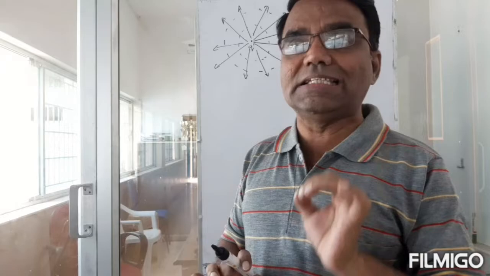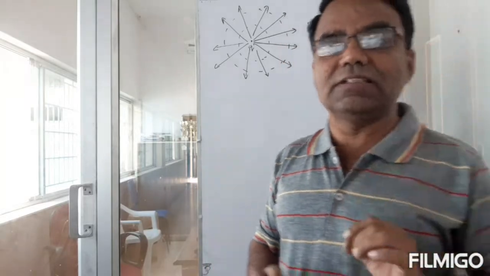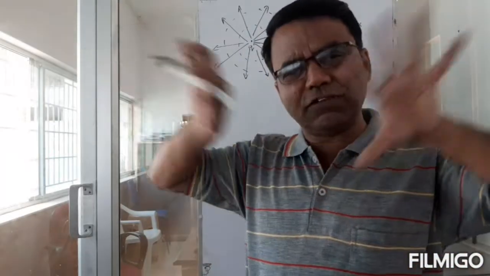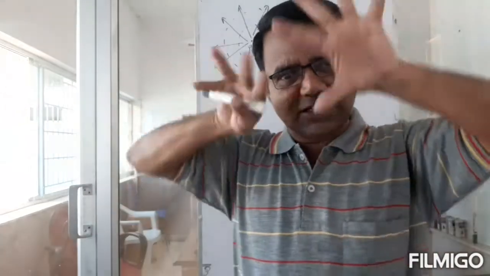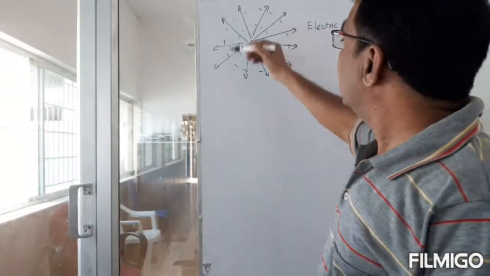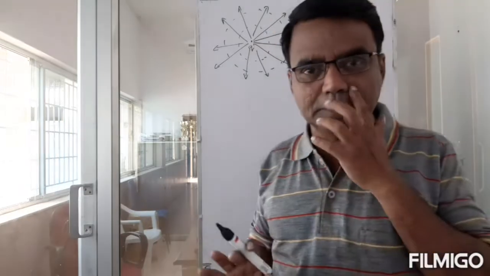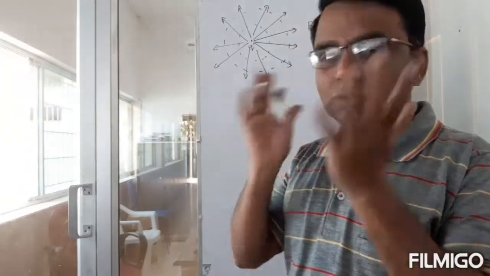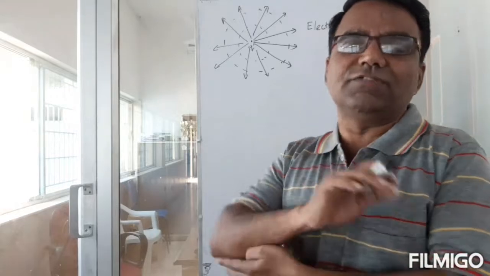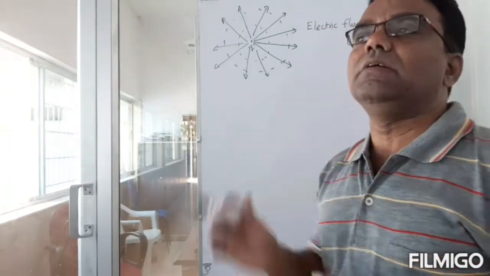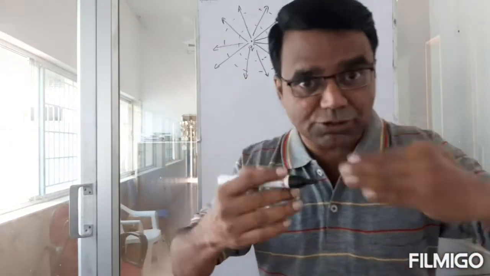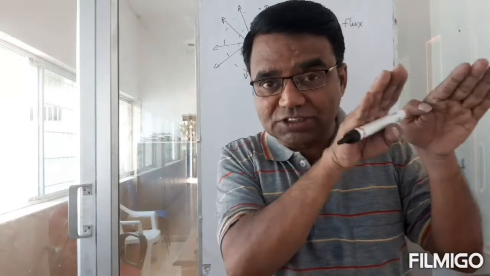But I think you basically understand the idea that electric flux is kind of the number of lines which are coming out of this charge. Okay, so that's the crude and basic understanding of electric flux. Okay. So I want you to understand the progress that we have made so far.